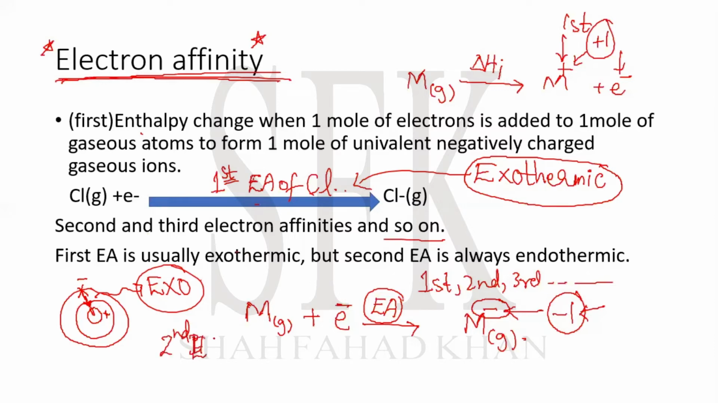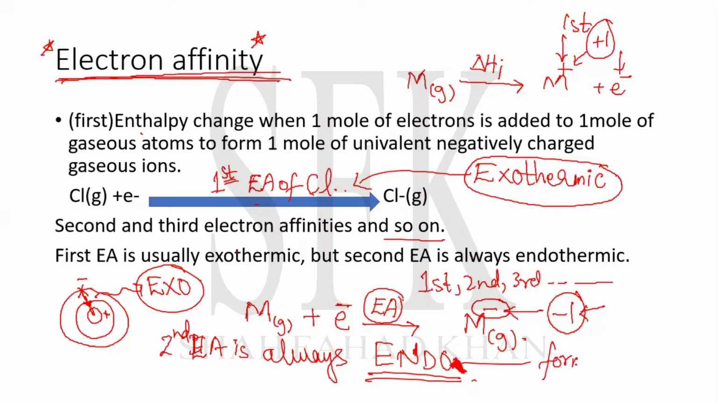Second electron affinity is always endothermic. It's never exothermic, it's always endothermic. Any suggestion why? Anyone? When is a reaction endothermic? When bonds are being formed or when bonds are being broken? Bonds are being formed, right? Bonds forming reaction is endothermic.